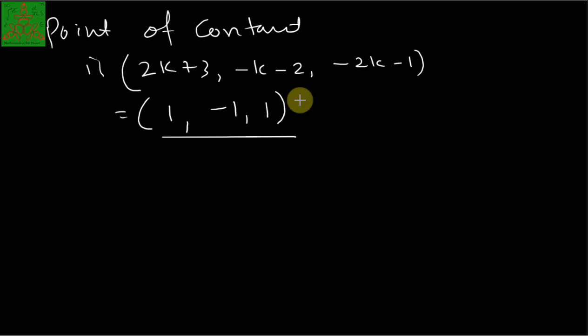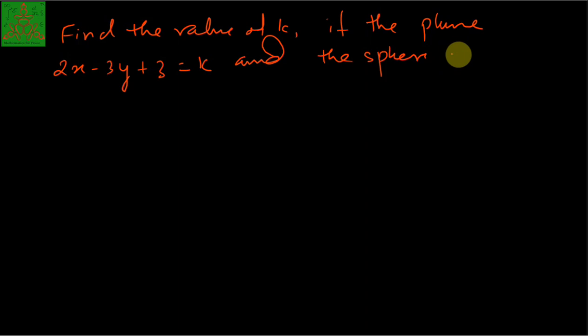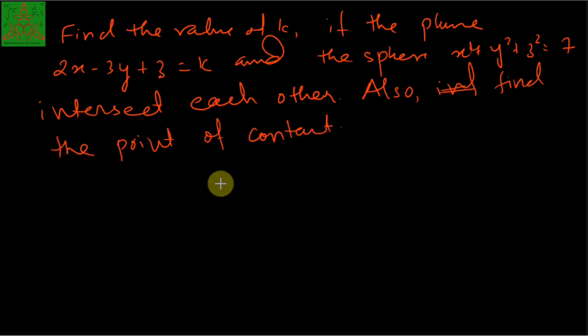Let's do the next example. Find the value of k if the plane 2x minus 3y plus z equal to k and the sphere x square plus y square plus z square equal to 7 intersect each other. Also find the point of contact. Here the question is to calculate whether this will be the tangent of the sphere or not.